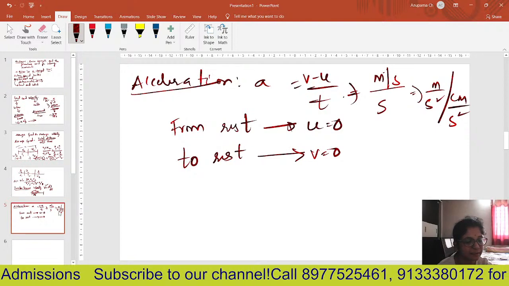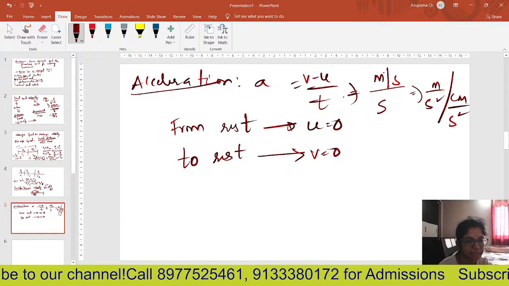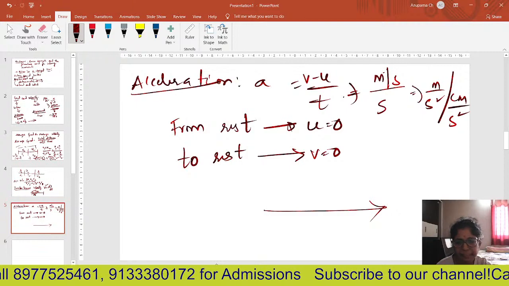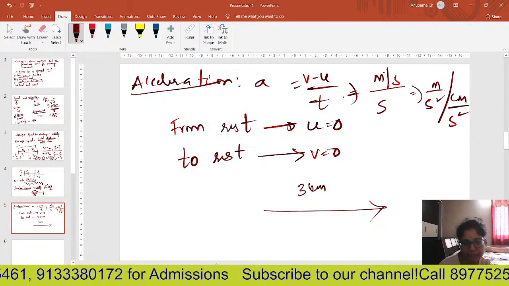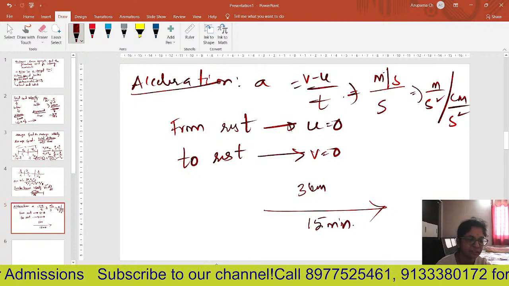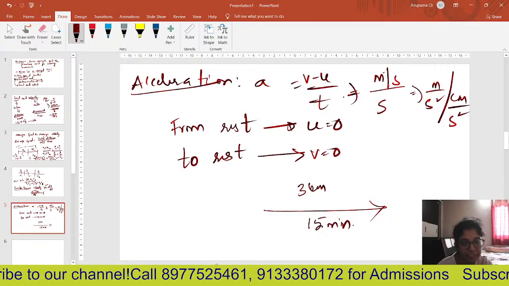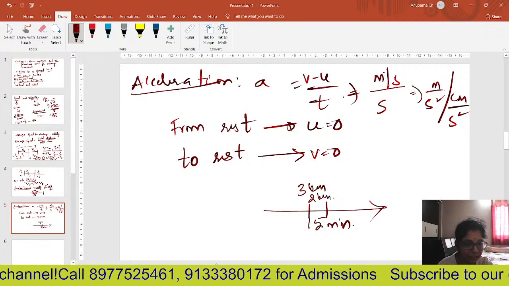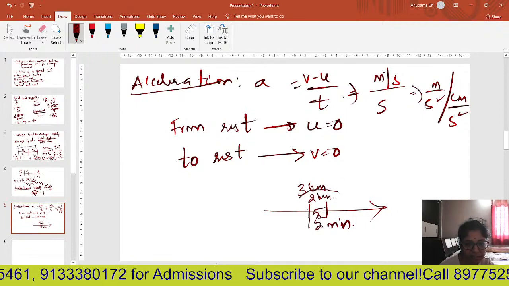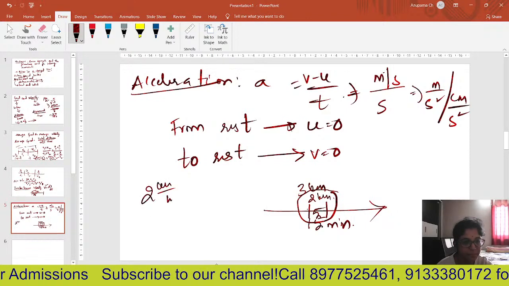We experience instantaneous velocity everywhere. Like for example, I'll tell you an example. A body is moving from one place to another place, right? And it is a vehicle, for example, it has traveled 3 kilometers distance, and for traveling 3 kilometers it took 15 minutes. I want to find out its velocity when it is at 2 kilometers distance. So 2 kilometers distance, it has taken, for example, 5 minutes. Then what will be the velocity at this particular moment? 2 by 5, no? 2 by 5 kilometers per minute.